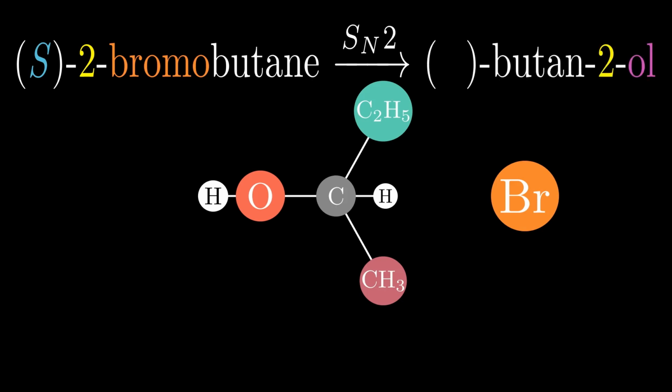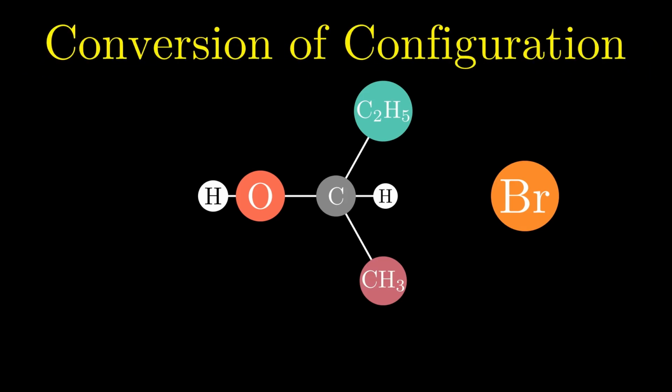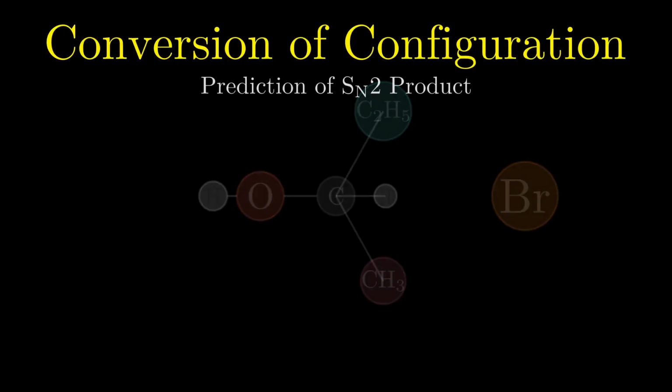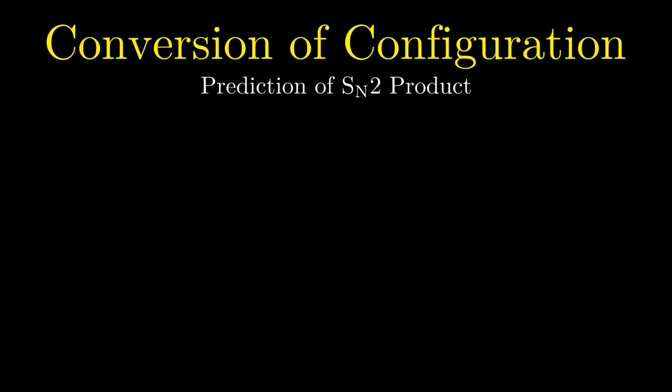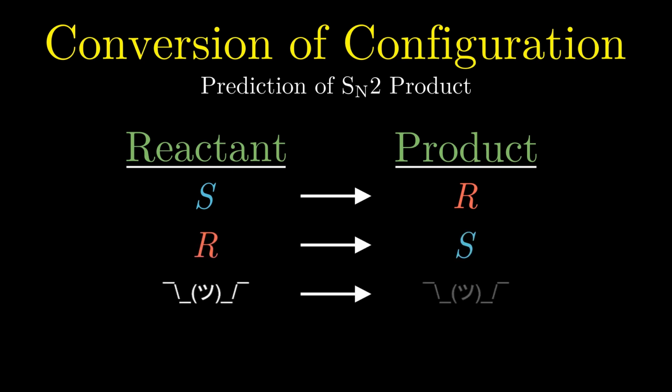The product is butanol, and we can now determine the configuration. Because it has the highest atomic number, oxygen now has first priority. Next is again the ethyl group, but this is to the right, which means the configuration is R. This is inversion of configuration, and it comes with a general principle we can apply to predicting the outcome of SN2 processes. S reactants yield R products, R reactants yield S products, and if we don't know the configuration of the reactant, we cannot determine the configuration of the product.